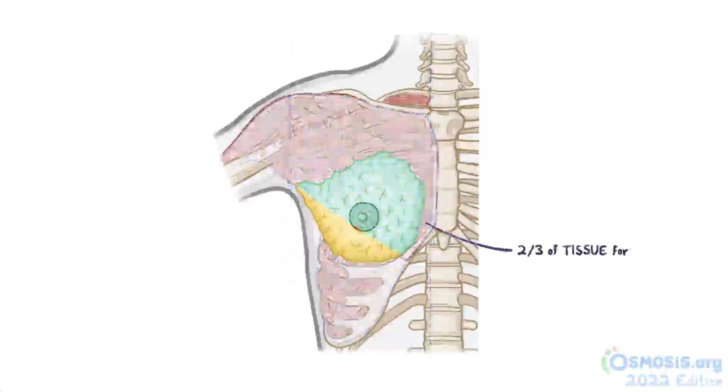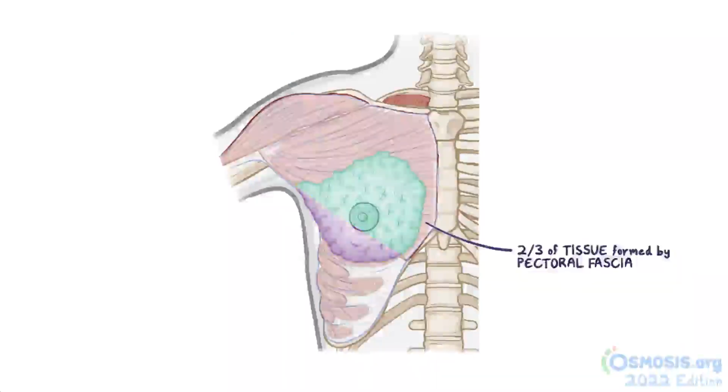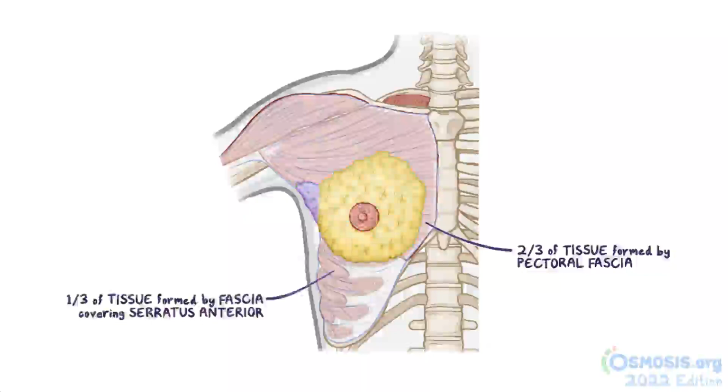2/3 of the underlying tissue of the breast is formed by the pectoral fascia covering the pectoralis major, and the other third is formed by the fascia that covers the serratus anterior muscle. A small part of the breast might extend along the inferolateral edge of the pectoralis major, going towards the axillary fossa or the armpit. Here it forms the axillary process or tail, called the tail of Spence.